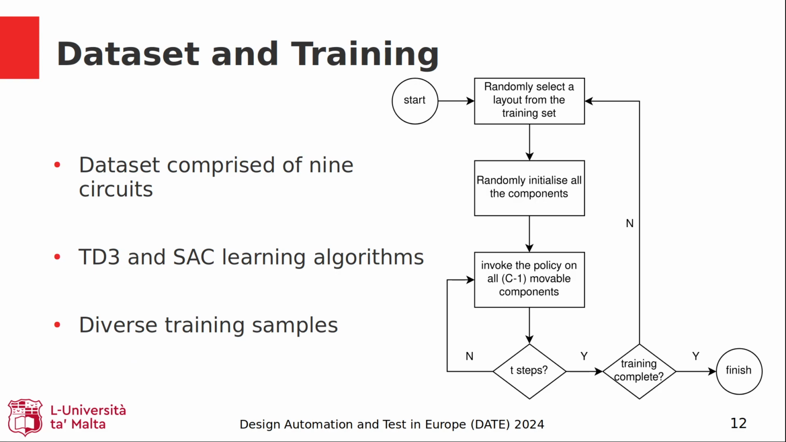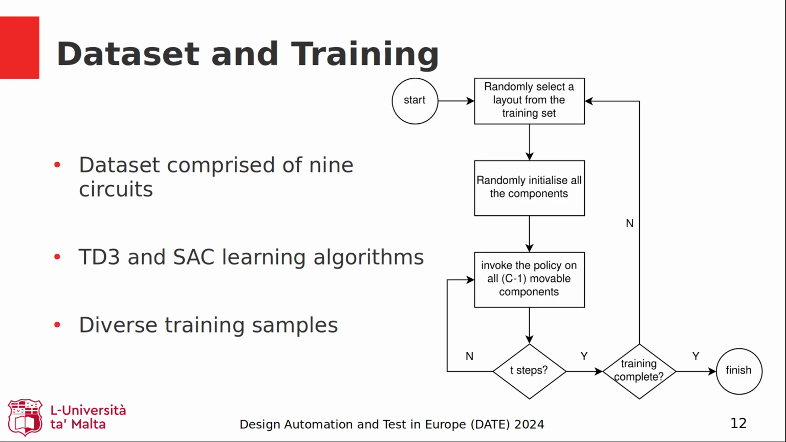Moving on to the experimental setup, we use a dataset of 9 small circuits, 6 exclusively for training and the remainder for evaluation. While this may look small, every component in the circuit netlist contributes training data. The training process is illustrated by the flowchart on the right and starts by randomly sampling a layout from the training set and initializing all components on the PCB layout region. Then, for every episode step, the policy is invoked on all the movable components in the netlist, every time sampling an updated view of the state and taking an action to influence it.